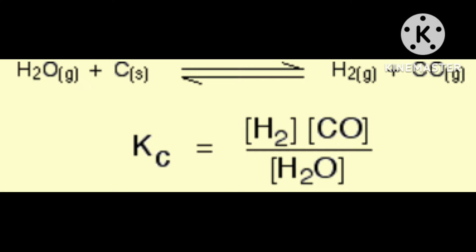Now what is the Kc value for this reaction? Calcium carbonate solid gives two products, calcium oxide plus carbon dioxide. Then Kc is equal to, first, the products upside: the concentration of products, calcium oxide times carbon dioxide. Down, you write calcium carbonate solid. So upside you have calcium oxide solid times the concentration of carbon dioxide gas.